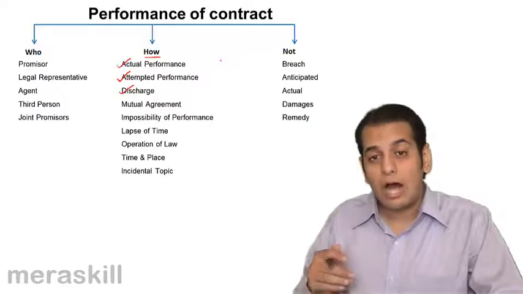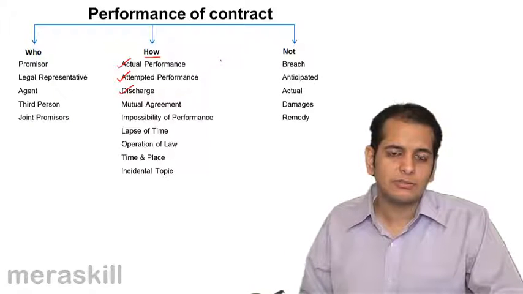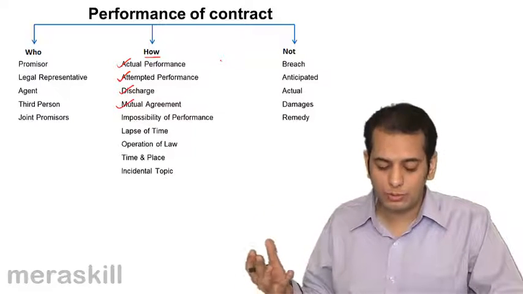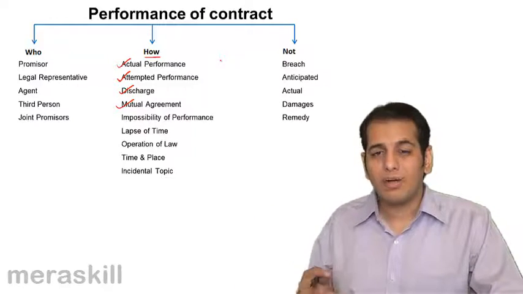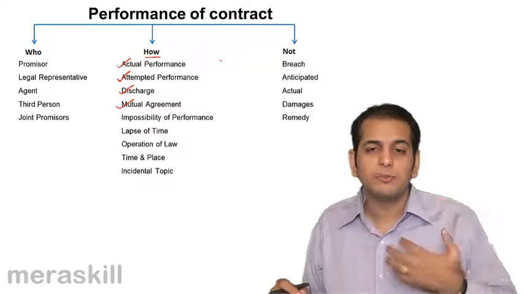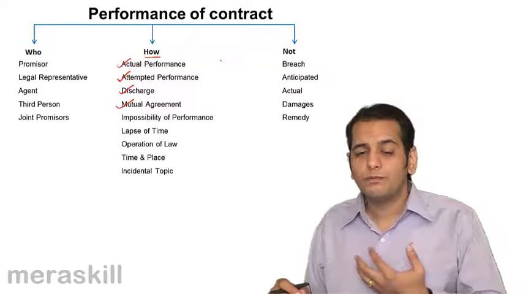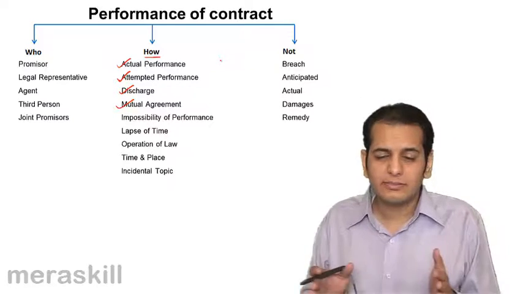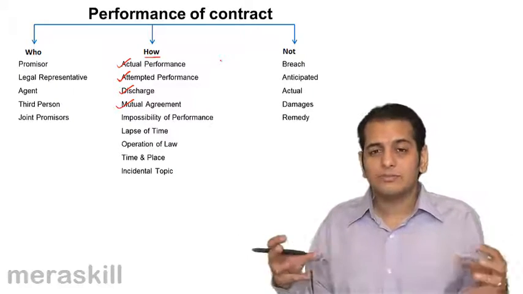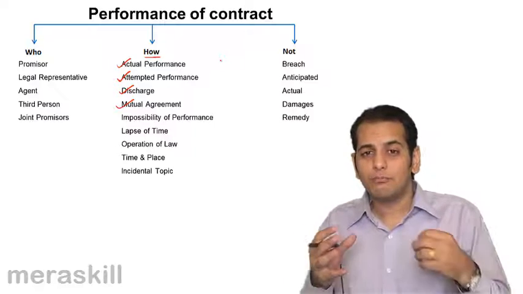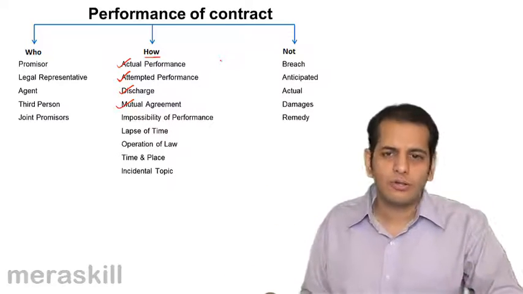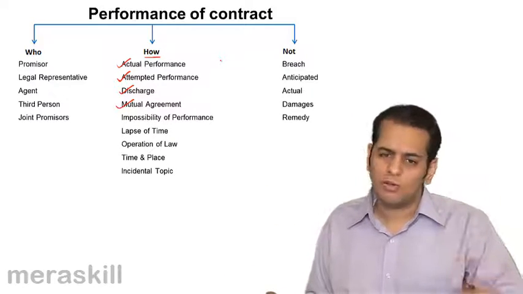Then we studied how a contract gets discharged. Then we studied mutual agreement. What happens in a contract if two people mutually agree to alter it, two people mutually agree to renew it, two people mutually agree to remit some part of the contract, waive some part of the right, or the parties to the contract mutually agree to merge a smaller contract into a larger contract, or cancel the whole contract altogether. What happens in all these cases we did.